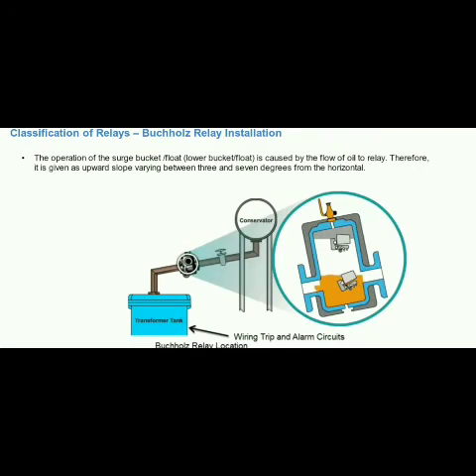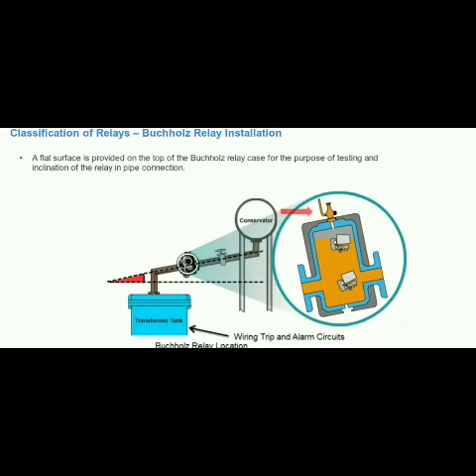The operation of the surge bucket or float, lower bucket or float, is caused by the flow of oil to the relay. Therefore, the pipe is given an upward slope varying between 3 and 7 degrees from the horizontal. A flat surface is provided on the top of the Buchholz relay case for the purpose of testing the inclination of the relay in the pipe connection.